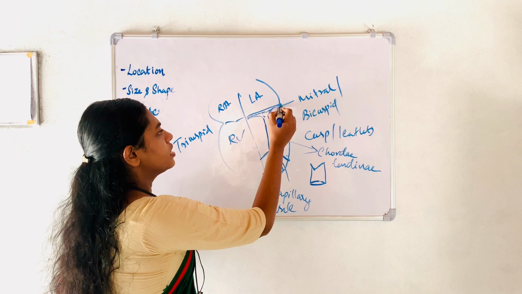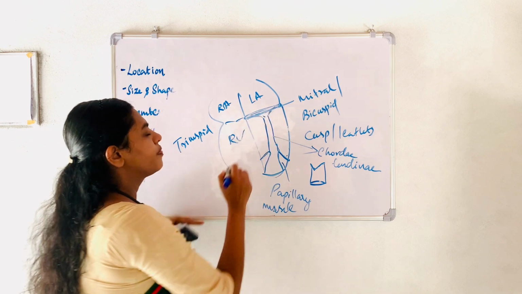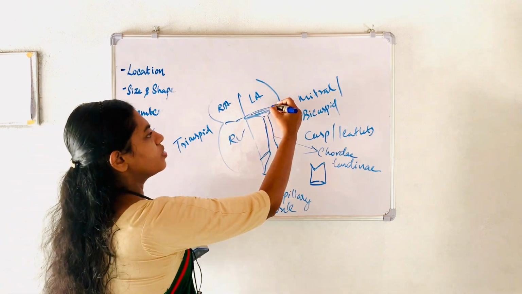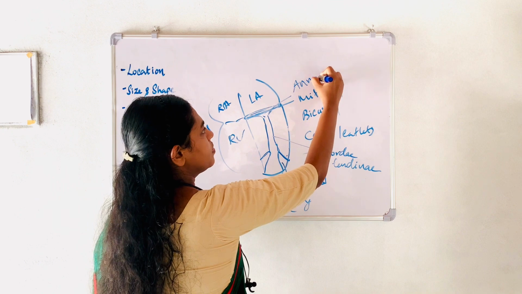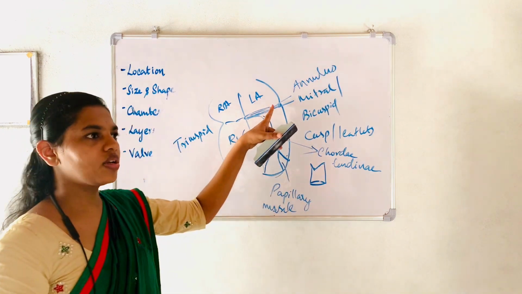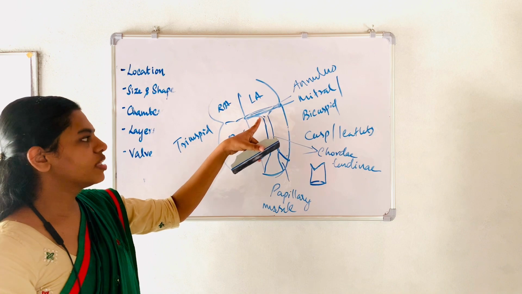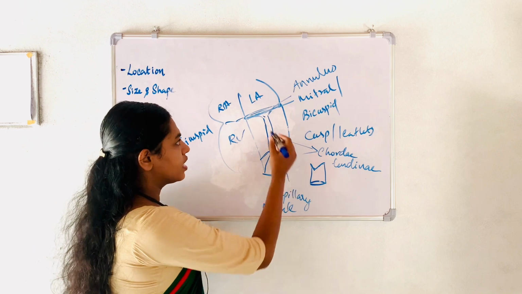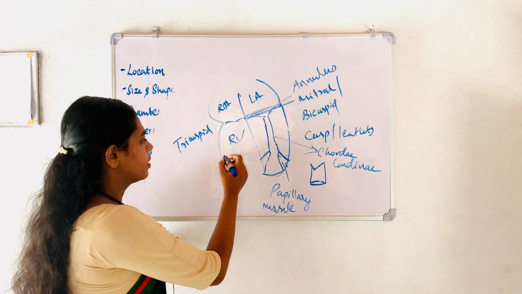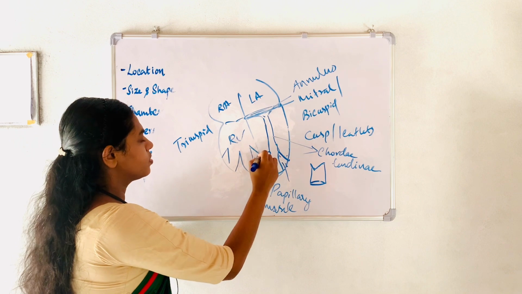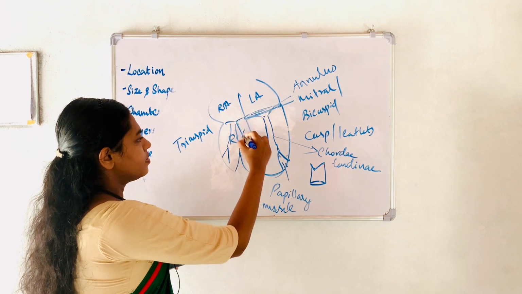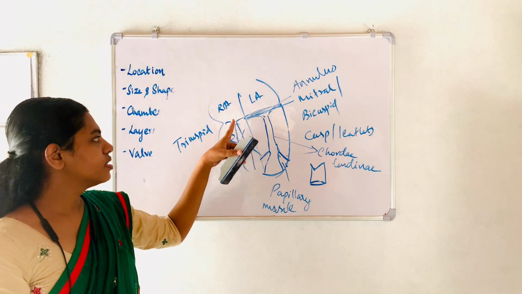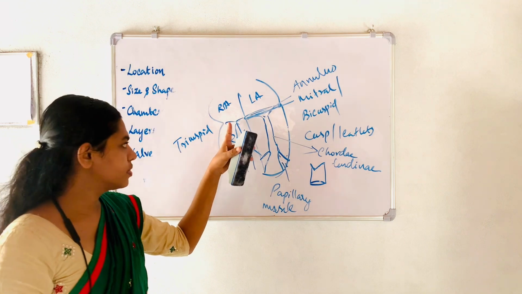There is a fibrous ring in which these leaflets are anchored or connected. This is known as the annulus. The fibrous ring is known as annulus, and this is known as cusp. This is chordae tendineae, and this is papillary muscle. On the left side there are two cusps, so there are two papillary muscles, and on the right side there are three cusps, so there are three papillary muscles connected to the leaflets of the tricuspid valve.